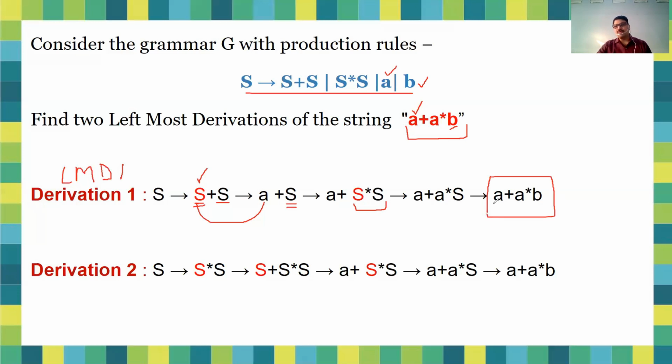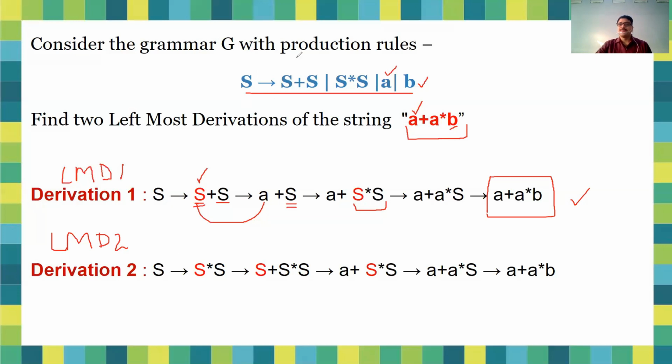Now we will try to find another leftmost derivation for the same string. If it exists, then we can say that the given grammar is an ambiguous grammar. So now just see the other leftmost derivation. It is noted that we are now finding the next leftmost derivation, that is leftmost derivation 2. So we will start with the start symbol, similar to the previous one, that is S.